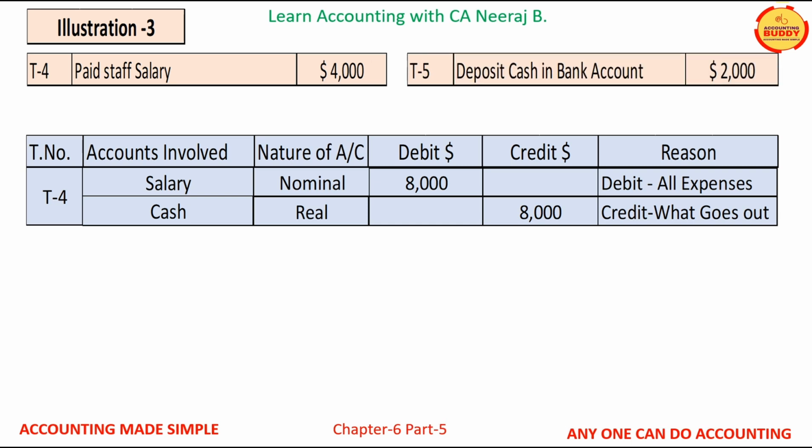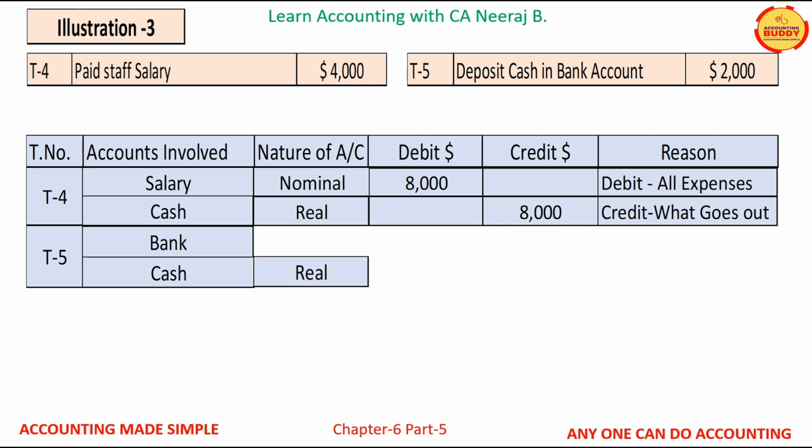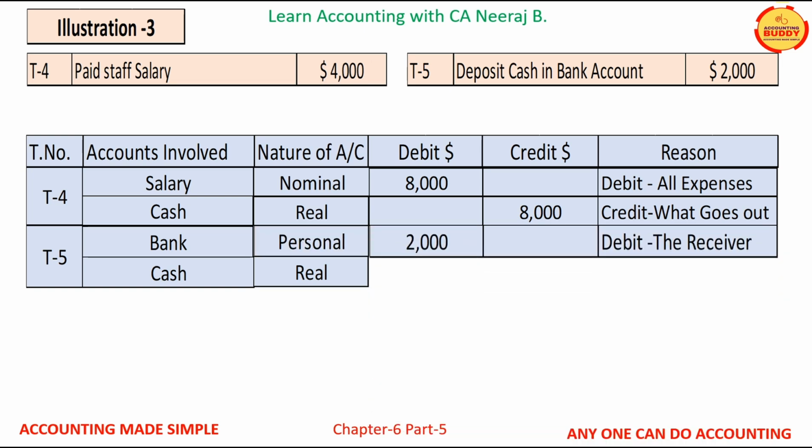Transaction T5 is an amount of $2,000 cash is deposited in the bank account. In this transaction, the two accounts involved are cash account and bank account. Cash being an asset is a real account. However, the positive bank balance by nature is an asset. However, under traditional classification of accounts, it is a personal account. The rule for personal account is debit the receiver. Therefore, the bank account will be debited by $2,000. The rule for real account is credit what goes out. Therefore, cash account will be credited with $2,000.